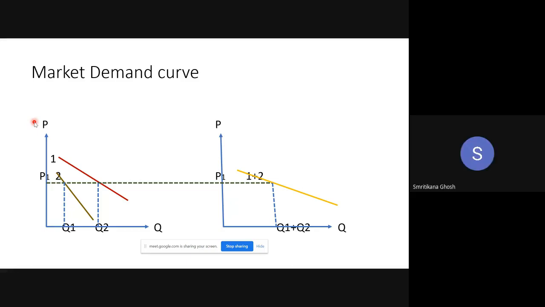One approach is called the Walrasian approach, another approach is called the Marshallian approach. We will explain the stability, instability, everything of those approaches.